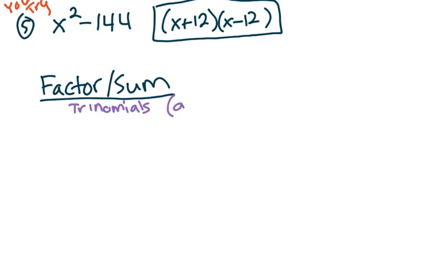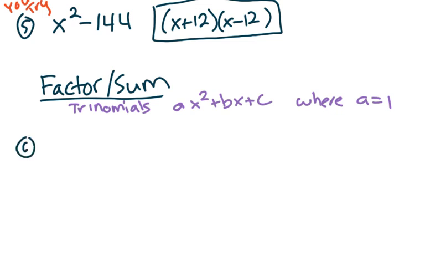So ax squared plus bx plus c. We don't need that parenthesis part there. Where a equals 1. So there's no number in front of our x squared term. So for example, let's look at x squared minus 13x minus 30.